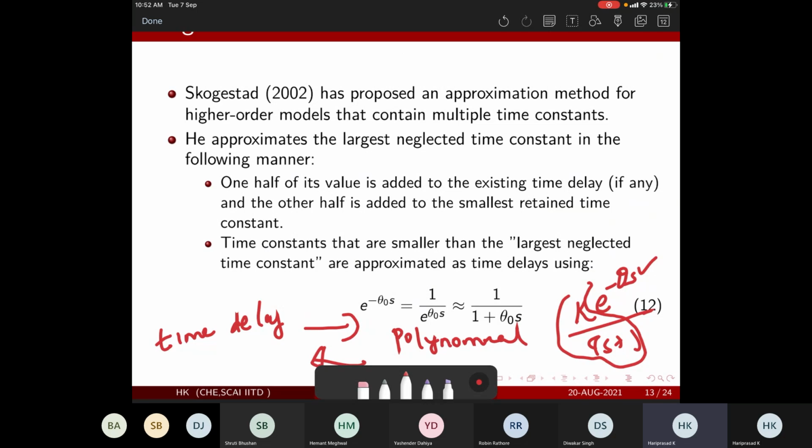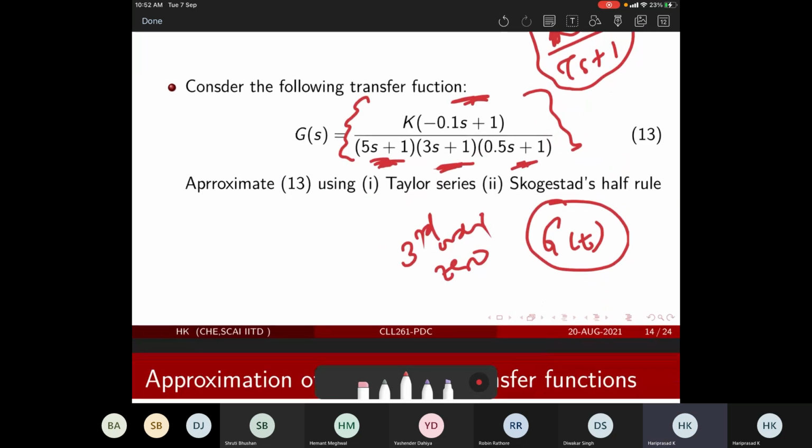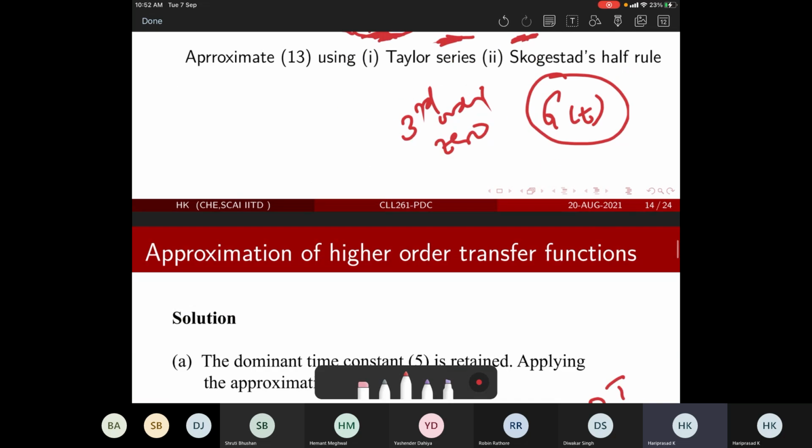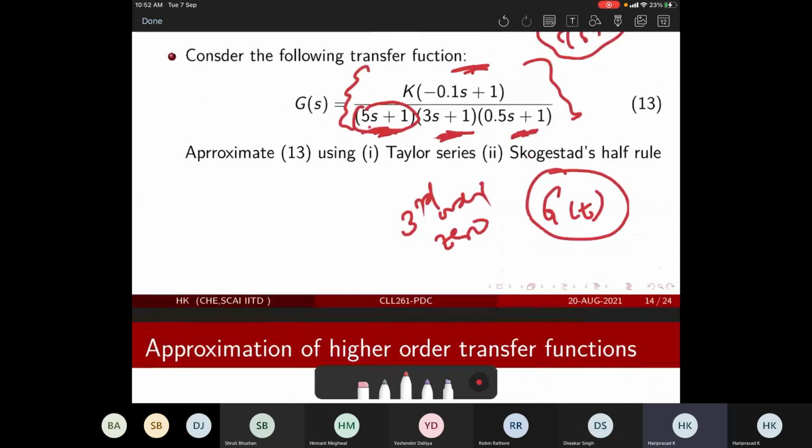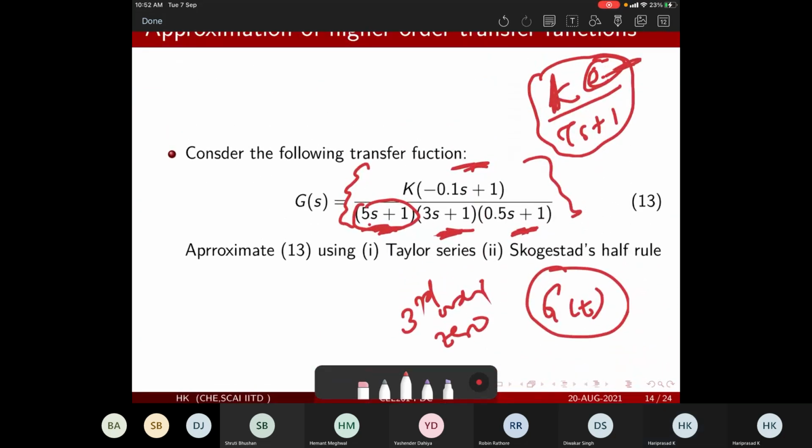So what he suggested, okay. Here you see there are three time constants. The largest one, second largest, and third largest. Of course, the largest one is the key. You cannot ignore this guy. It's like the rate determining step in a reaction. I hope you have learned reaction engineering, right? You talk about something known as the rate limiting step or rate determining step, isn't it?